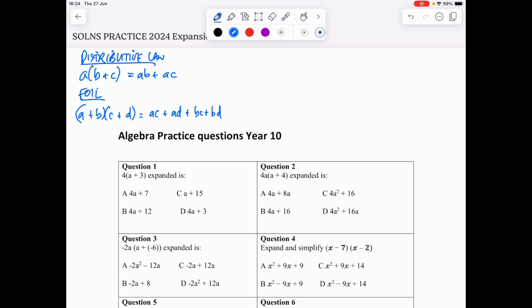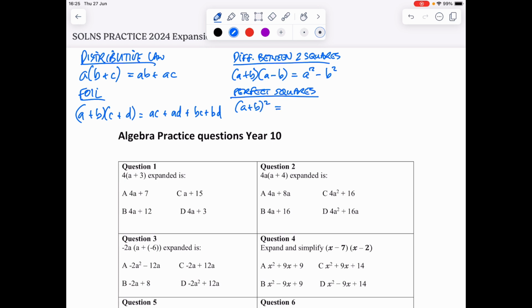Difference between two squares. What does that shortcut look like? If you've got (a + b) and (a - b), same terms but the only difference is the sign, the shortcut is a squared minus b squared. And then perfect squares, the one with the 2 options. If you've got (a + b) all squared, that shortcuts to a squared plus 2ab plus b squared. Or if it's (a - b) all squared, it's a squared minus 2ab plus b squared.